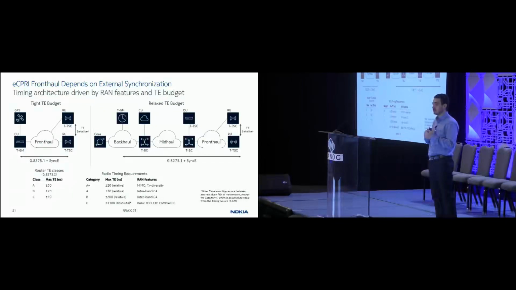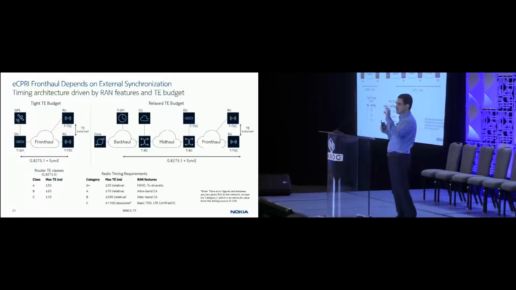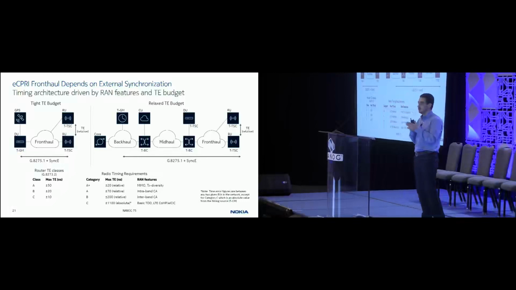Now, if you move to more strict type of scenarios where you have more integrated functions between any given RUs, you might go to the scenario on the left with a more tight budget, where you put a GPS in the DU, and the DU actually becomes the grandmaster to the two RUs that it's serving, so that you can guarantee that that time error is going to be within bounds for both of these RUs connected there, right?